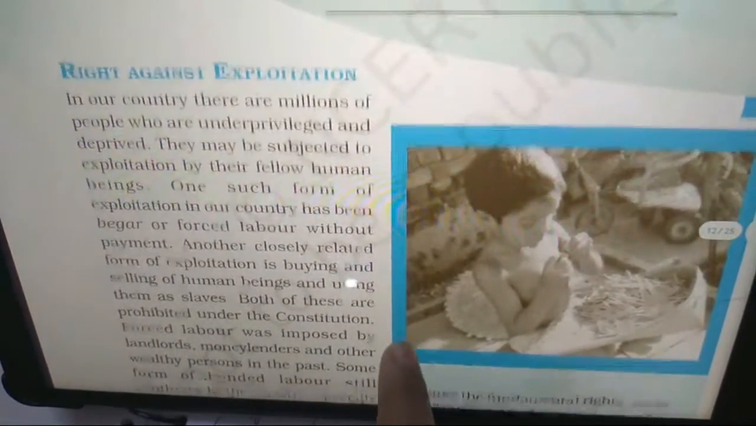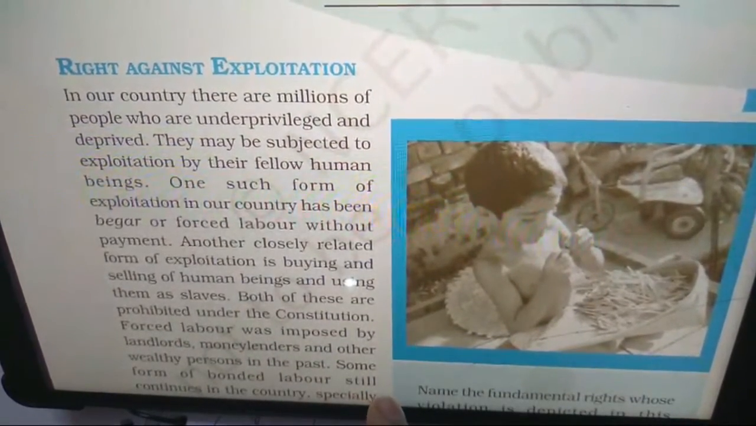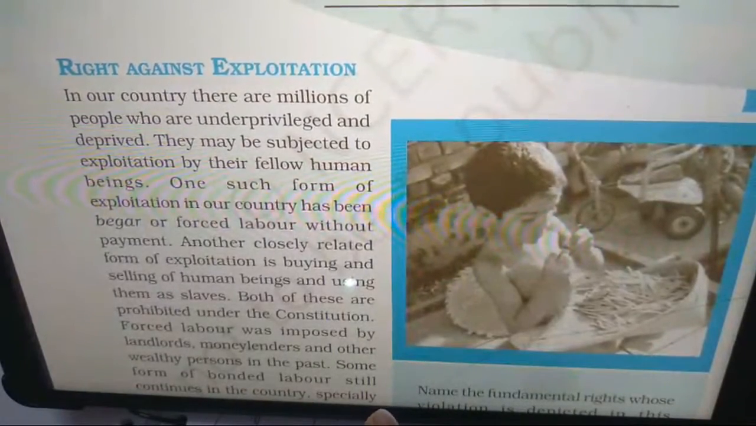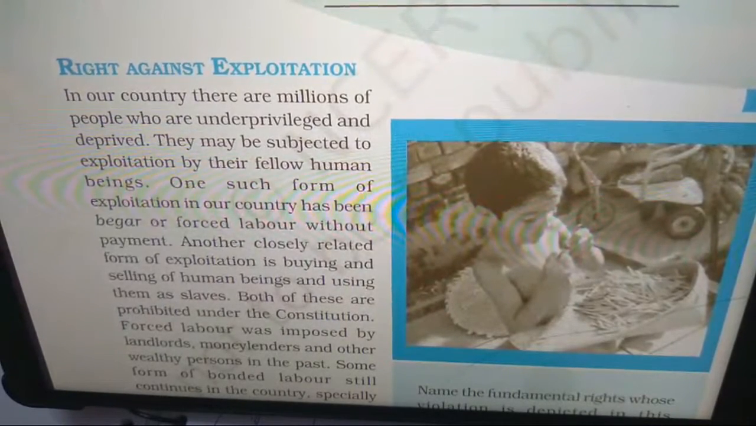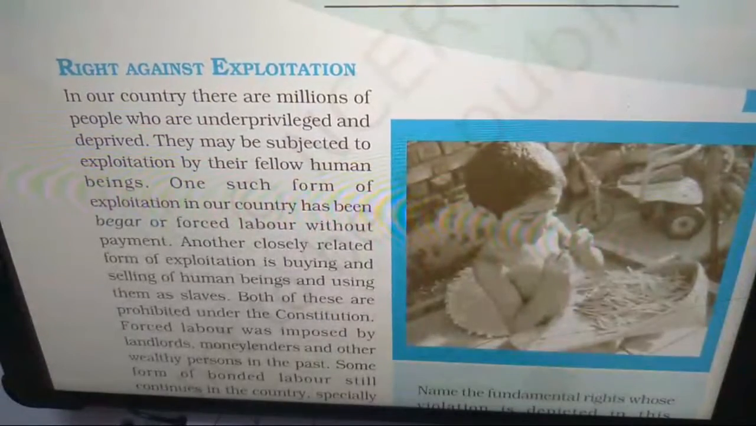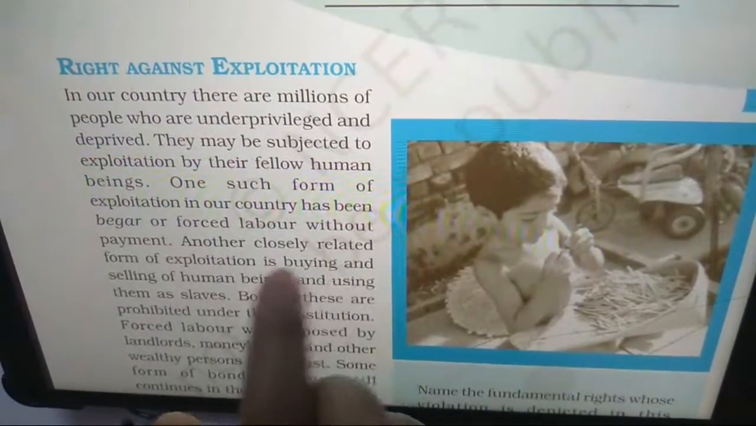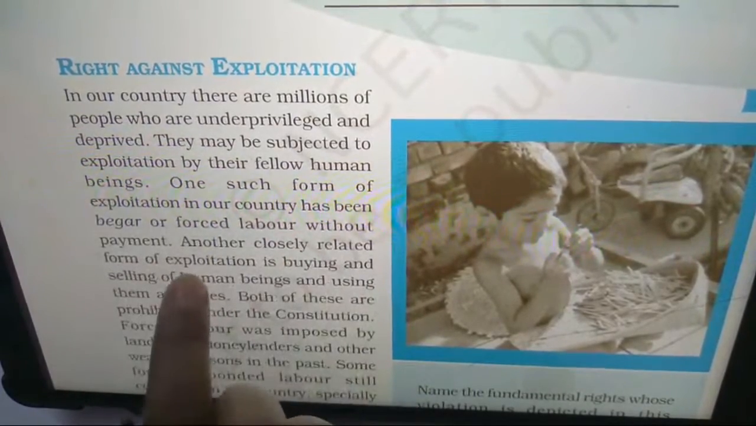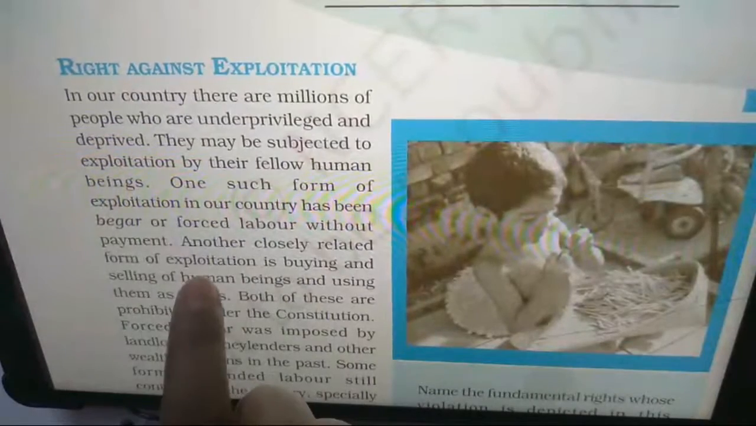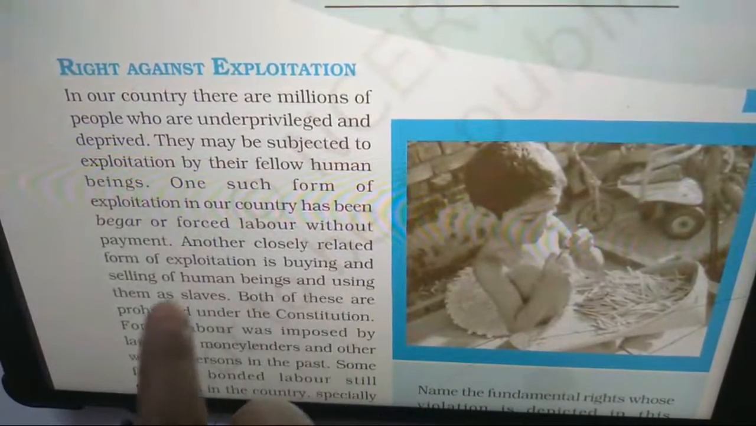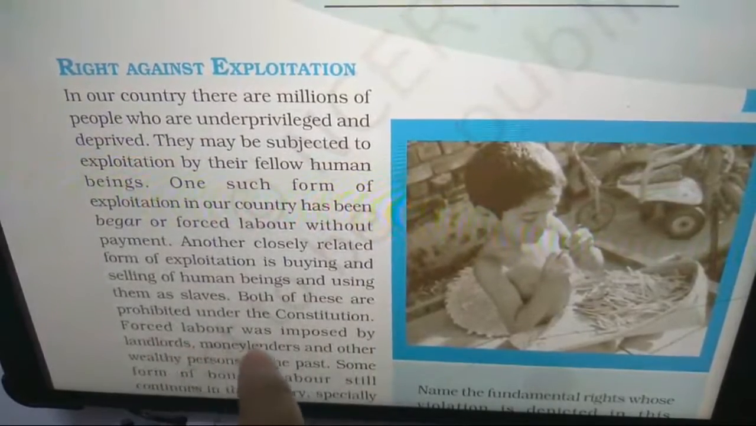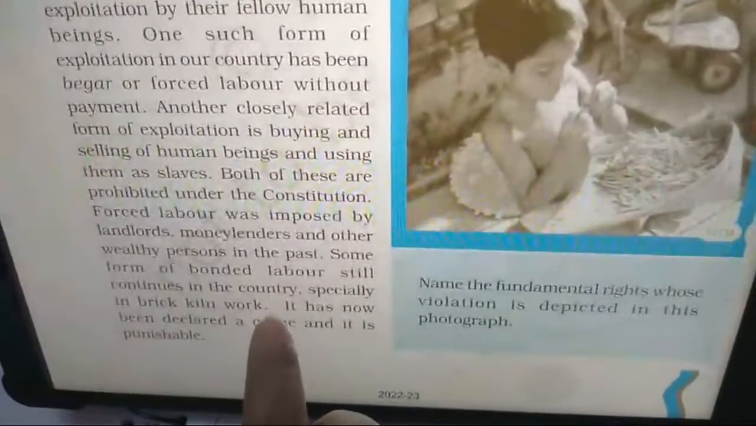Right against exploitation. In our country, there are millions of people who are underprivileged and deprived. They may be subjected to exploitation by their fellow human beings. One such form of exploitation in our country has been begar, or forced labor without payment. Another closely related form of exploitation is buying and selling of human beings and using them as slaves. Both of these are prohibited under the Constitution.